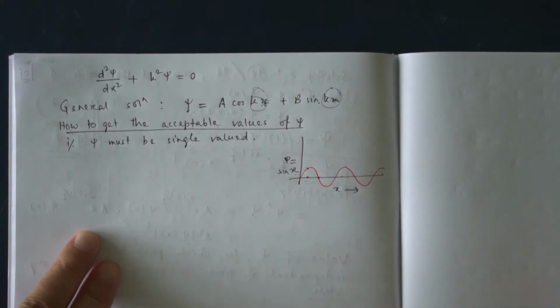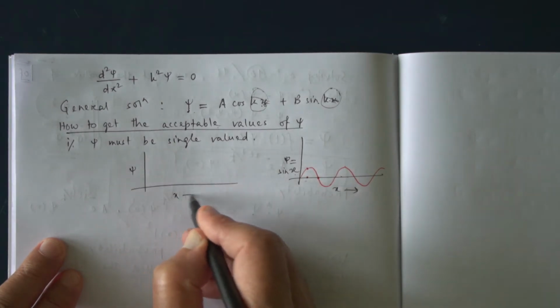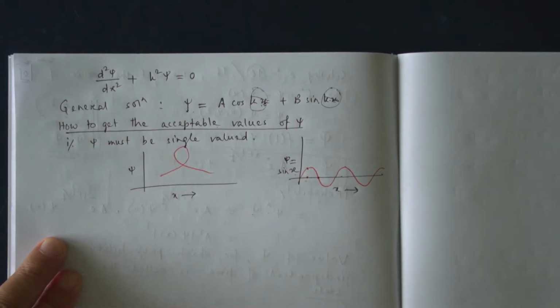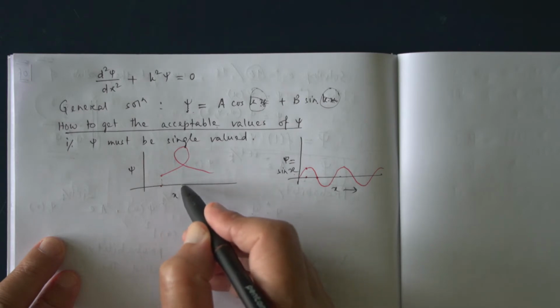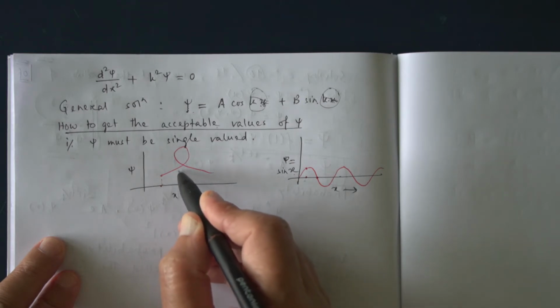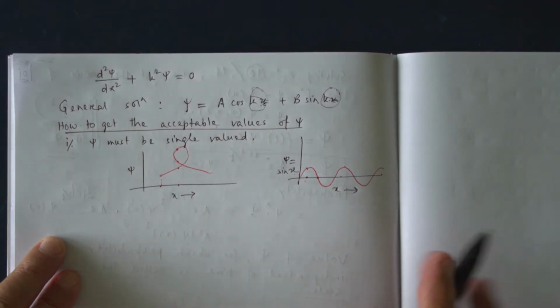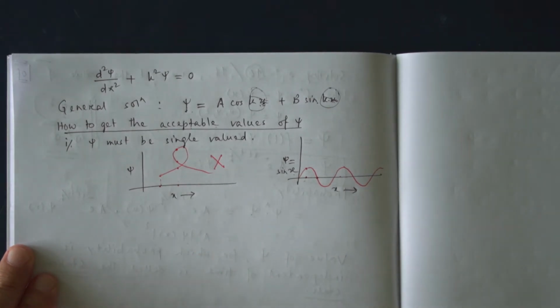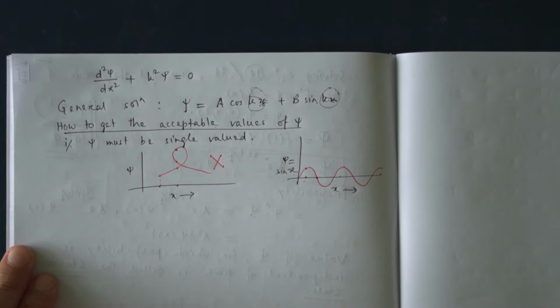But suppose we have some function, and we are drawing a graph, and the graph is like this. Now here what happens? At this point of x, only one value of psi. All right. But here at this value of x, we are having one value, two values, three values of psi. So this function is definitely not single valued, because for a particular value of x, we are getting more than one value of psi.